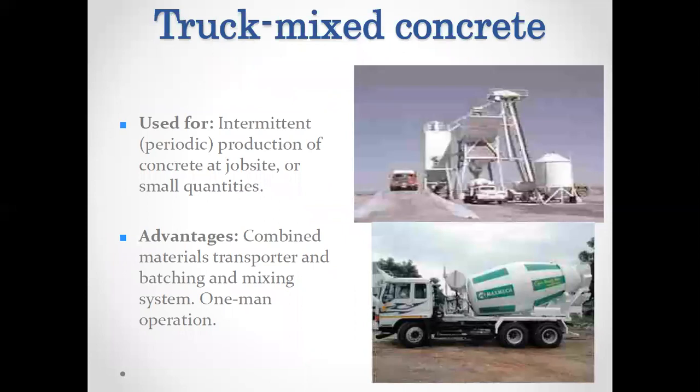So next is truck mix concrete. In this, mixing is done in the truck. It is used for intermittent, periodic production of concrete at a job site or for small quantities. It is a combined material transporter and batching and mixing system, with one-man operation. You can see in the trucks, it is rotated continuously. If you see them on the road, these trucks are moving from one place to another. The main purpose of these trucks is that the mixing will be done and transporting also will be done. The two steps are covered in a single truck mix concrete.